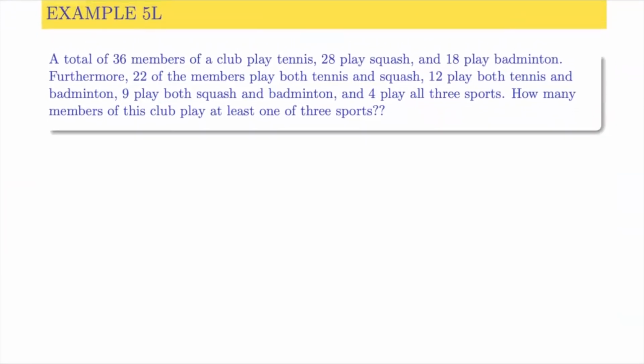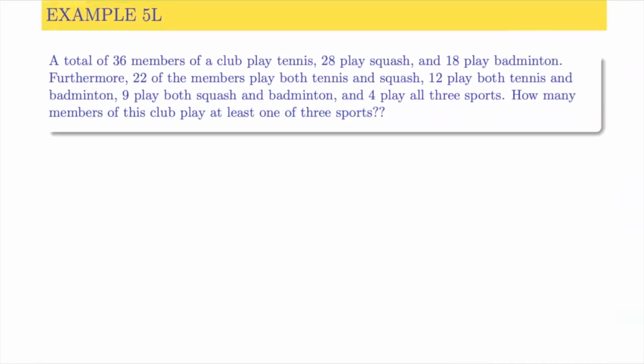A total of 36 members of a club play tennis, 28 play squash and 18 play badminton. 22 members play both tennis and squash, 12 play both tennis and badminton, and 9 play both squash and badminton. 4 play all three sports. How many members of the club play at least one of the games?